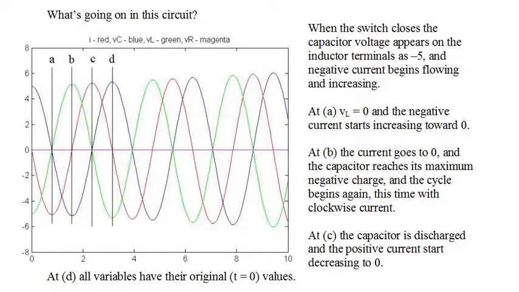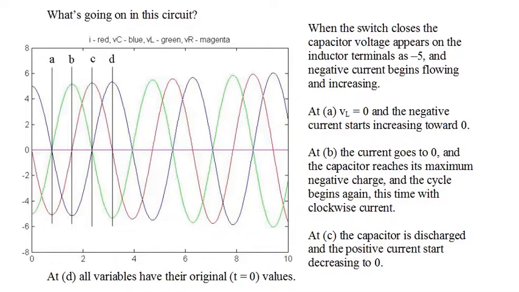The graph shows how the circuit performs when the switch is closed. The current is graphed in red, the capacitor voltage in blue, and the inductor voltage in green. Since the capacitor and the inductor are the only components in the loop, their voltages are mirror images. That is, they sum to 0.